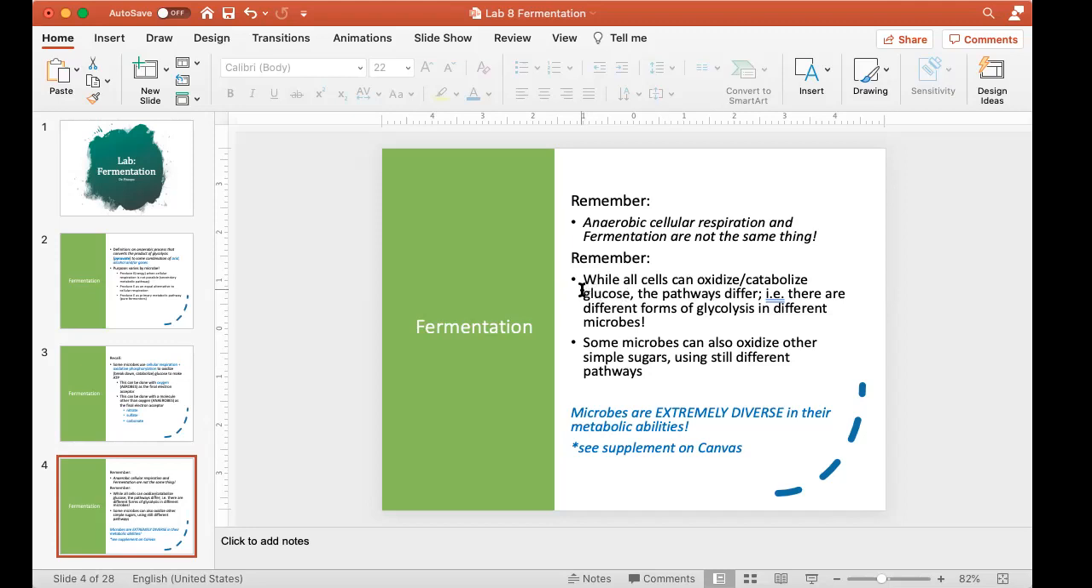Now, it turns out that when we talk about glycolysis, which is at the beginning of cellular respiration and at the beginning of fermentation, there are actually some differences in how different kinds of microbes do glycolysis. The idea is still the same. Glycolysis is always glucose becoming pyruvate. It's just that the number of steps and the kinds of enzymes involved can differ. I actually put a document up for you on Canvas, a little supplement. Don't worry about it. It's just there if you're interested. But it talks about these different forms of glycolysis that you can see in different microbes.